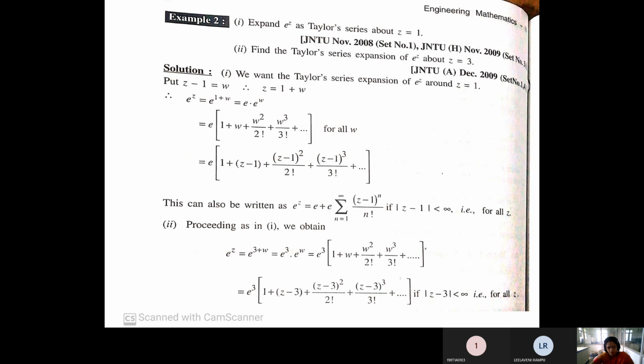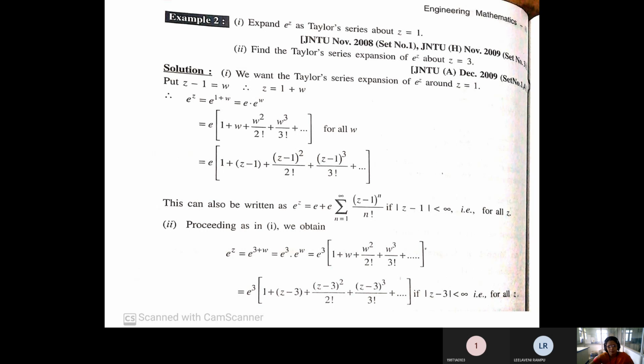Substitute w. W is z minus 3. So e power 3 into 1 plus z minus 3 plus z minus 3 whole square by factorial 2 plus z minus 3 whole cube by factorial 3 plus and so on. Generally, for mod w less than infinity, that is mod z minus 3 less than infinity.